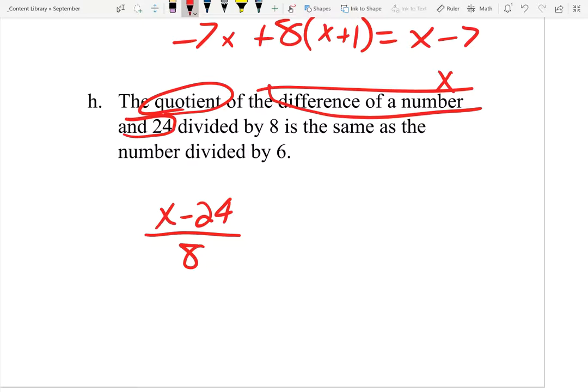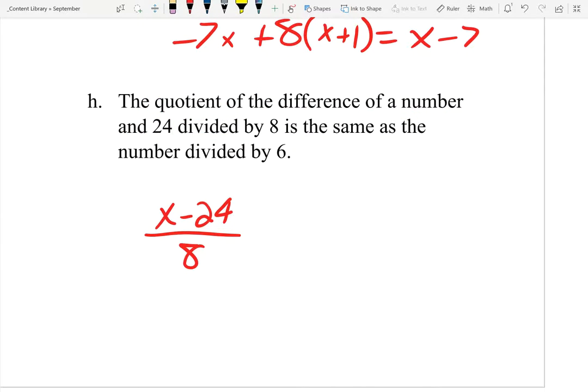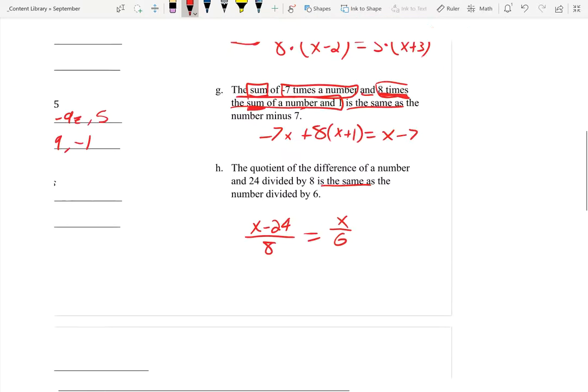The top part was the difference of a number and 24, which is x minus 24. And the bottom part was 8, because it says divided by 8. Is the same as, so equal to, the number divided by 6. So the number, again, is x, divided by 6 means over 6. So there's h.